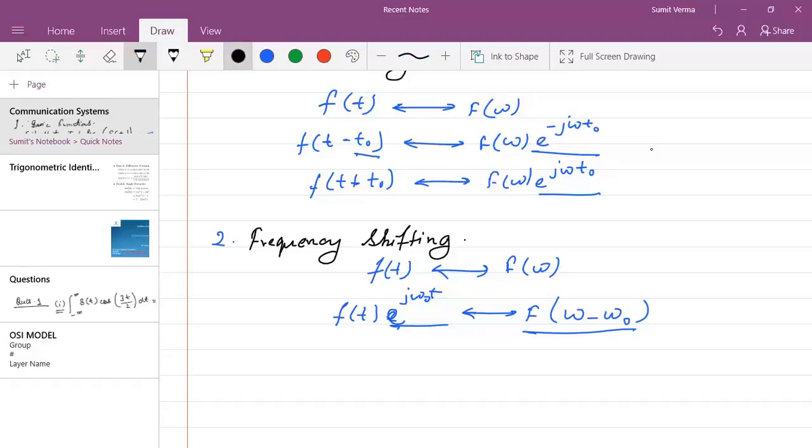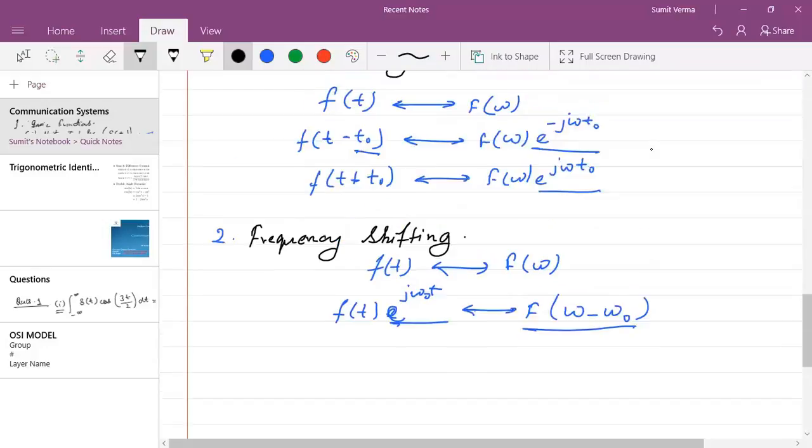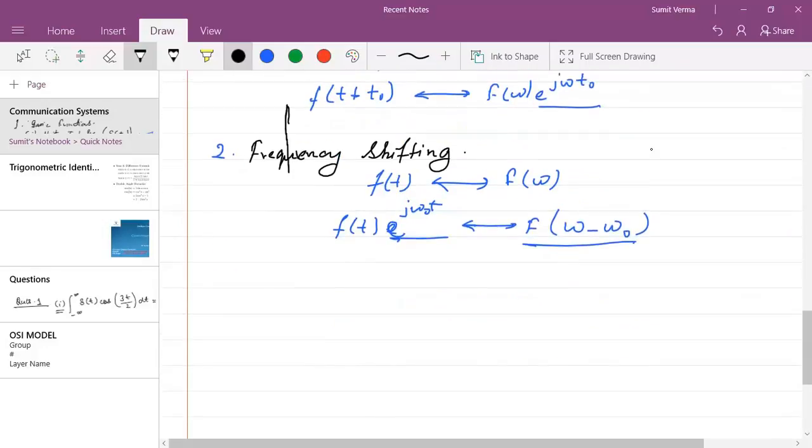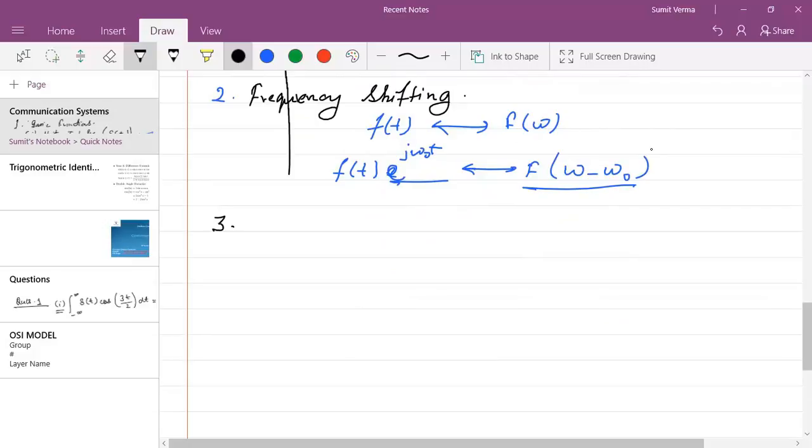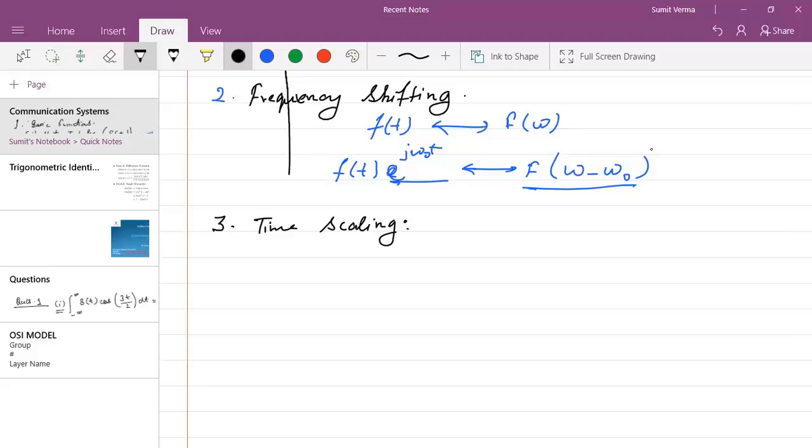Now the next property is, we just saw the time shifting property, now let's see the time scaling property. As you all know, time period and frequency are inversely proportional. So if you are doing expansion in the time domain, you are going to get a compression in the frequency domain and vice versa.